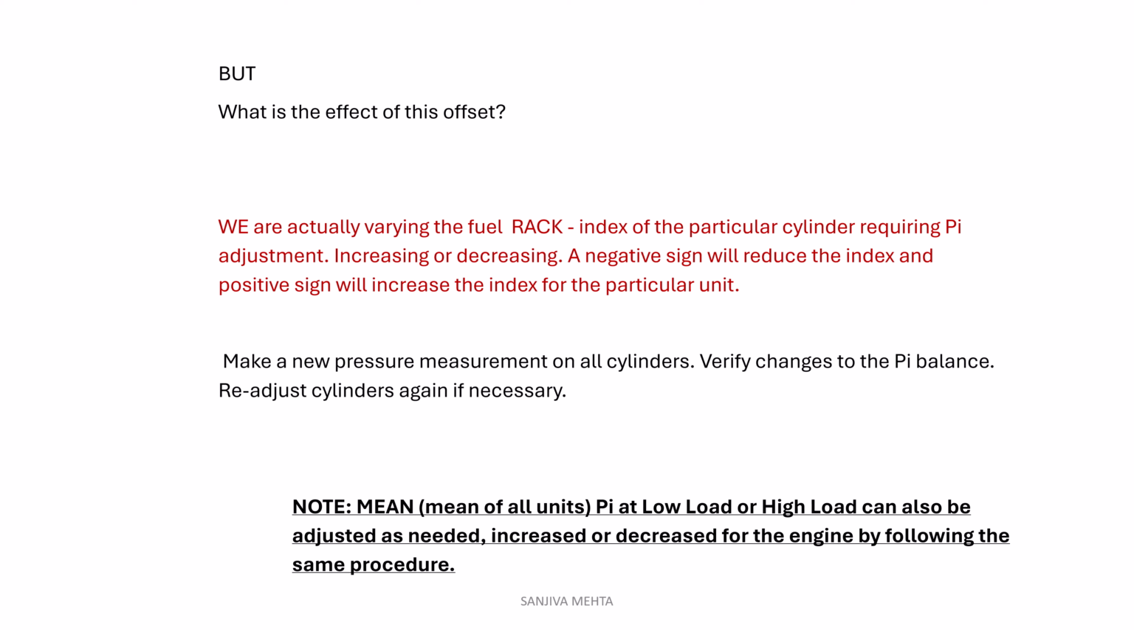Simple. The mean of all units can also be increased or decreased. In this case, let's say the mean value is 13.1. Now you want to make it 14, for example. So how much do you have to increase? 0.9. So what will be the offset? 0.9 divided by 13.1 into 100. That you put in the mean value offset. So all the units will start getting more fuel and more power will develop for all cylinders.